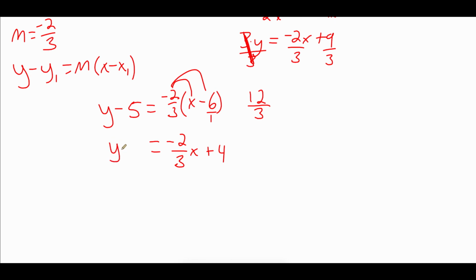Now we haven't changed anything on the left-hand side. That's still y minus 5. We do want to get y alone though. So as we're looking at that minus 5, I'm going to add 5 on both sides of my equation. So the plus 5 and the minus 5 cancel each other out, leaving us with just y equals. On the right-hand side, we have negative 2/3 x. And if we take 4 and add 5 to that, we should have plus 9 on the back end. So the parallel equation through that 6, 5 point is y equals negative 2/3 x plus 9.